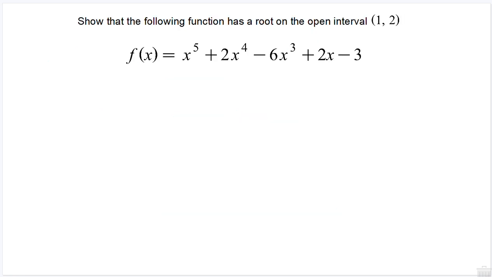So now we're going to show that this function has a root on the open interval from 1 to 2. In order to do that, we'll use the intermediate value theorem, which I'll sometimes abbreviate as IVT. We'll start first off by saying we're going to be able to use it because we know f of x is continuous on the interval from 1 to 2.